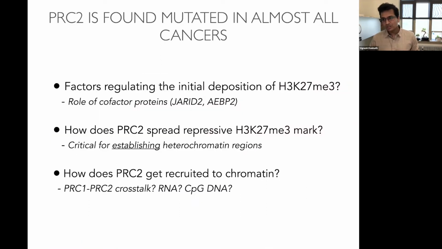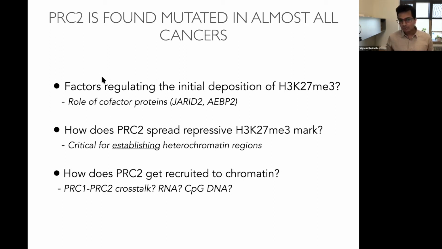To look at this, in my mind, there are three fundamental questions one needs to answer for any chromatin modifier. First, how is the activity of a chromatin modifier regulated? In this case, how does PRC2 deposit H3K27 trimethylation, and what are the factors that regulate this initial deposition? Secondly, how does the chromatin modifier get activated at the chromatin? In this case, how does PRC2 spread this repressive H3K27 trimethylation mark to neighboring chromatin regions? And the last, probably the most important, is how does PRC2 get to the right genomic loci in the first place, and what are the factors that regulate it?